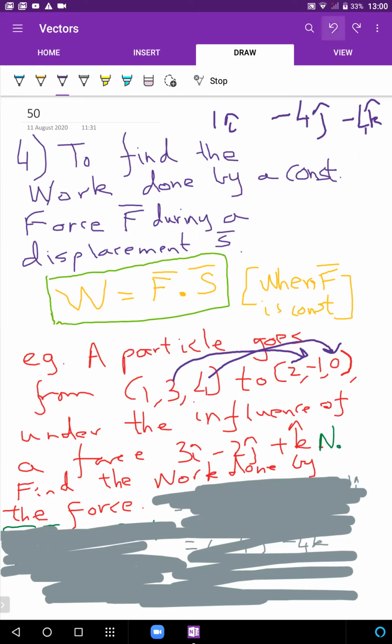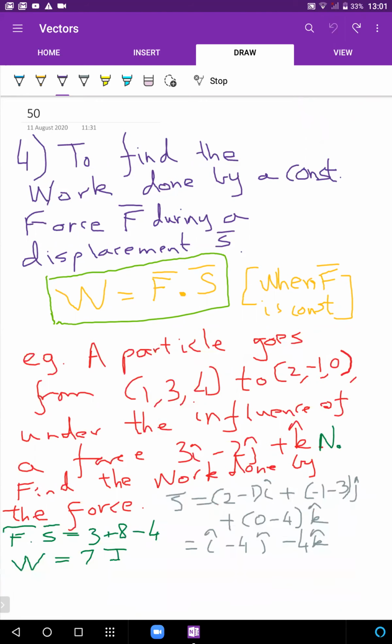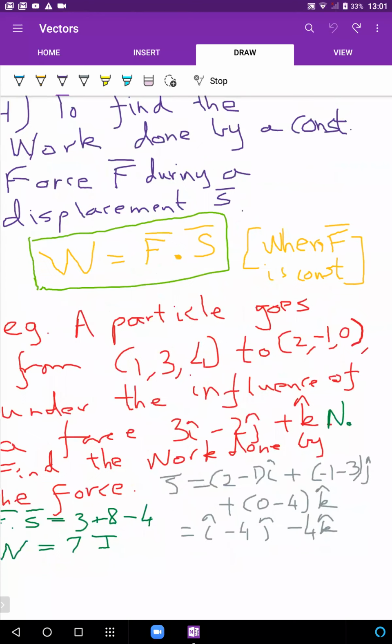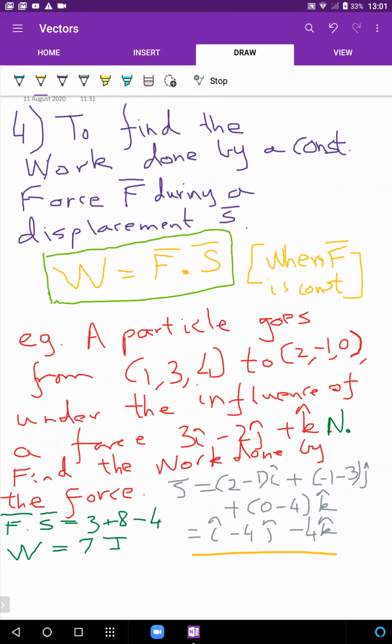Does everyone agree with that? 1 along x, -4 along y, -4 along z, which means his displacement should be 1 I cap, -4 j cap, -4 k cap. You can either find it directly by observing the change. 1 से 2 एक बड़ा, 3 से -1 4 कम हुआ. You can either see directly, or you can apply this formula which says displacement is final position minus initial position.